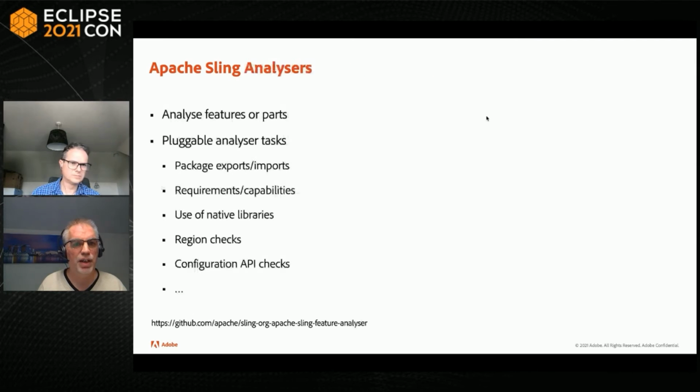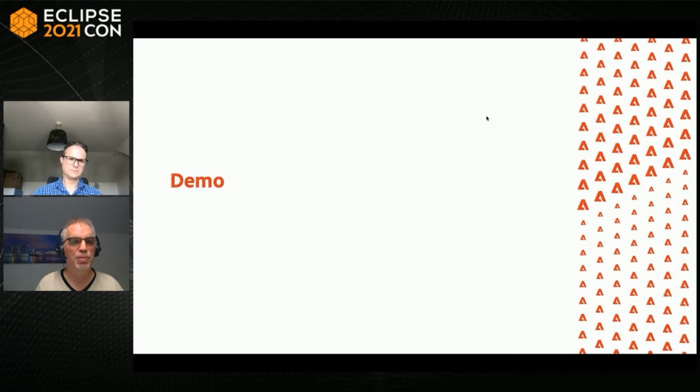And finally, the last point I would like to mention are exactly these analyzers I talked a little bit earlier on, right? Sling comes already with a huge set of these, checking the normal OSGi things, package imports, exports. But we also, for example, have one that checks for native libraries if you don't want them in your final application, and a lot more things. That's just to give you a brief idea of what is possible once you're using features. And with that, I think we are ready for the demo.